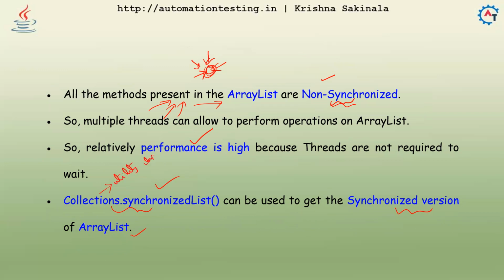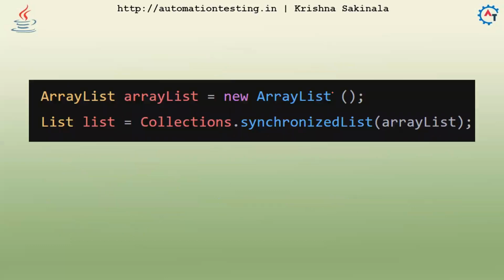Right, a utility class. With the help of this utility class, there is a static method available inside it called synchronizedList. With the help of this method, you can convert your non-synchronized ArrayList to a synchronized version of ArrayList. If you see the diagram, here I created an ArrayList equal to new ArrayList, and a List equal to Collections.synchronizedList, and you need to pass this ArrayList object here. Then, with the help of this non-synchronized ArrayList, it will create a synchronized list. Okay, and this List is the parent of this.